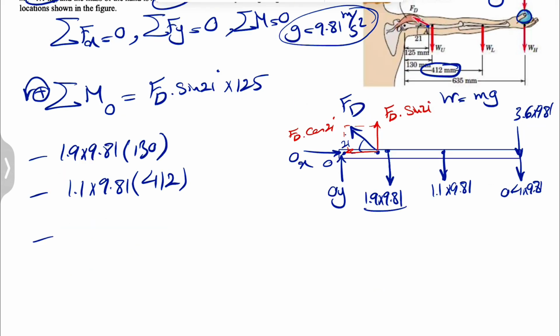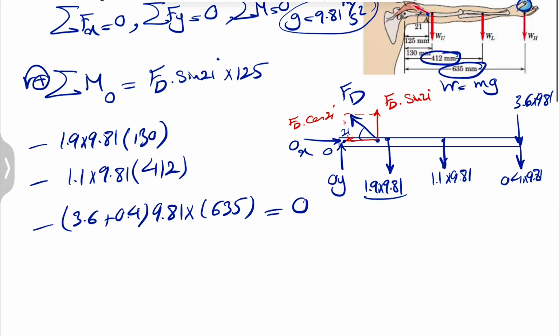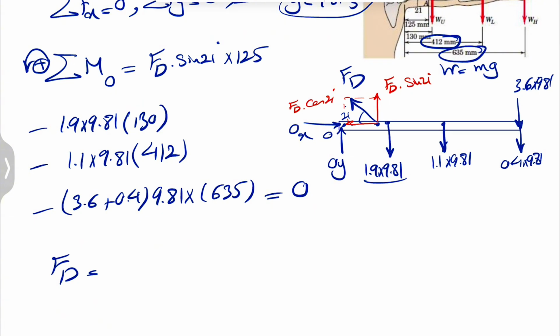And we have two more forces. We have the 0.4 and the 3.6. We can actually add these two together. So 3.6 plus 0.4, because we can also factor 9.81, and they have the same distance too, which is 635. And this will be equal 0. That's pretty much all we have. And from here, we can find our FD. So our FD would be the sum of all these divided by 125 sine of 21.